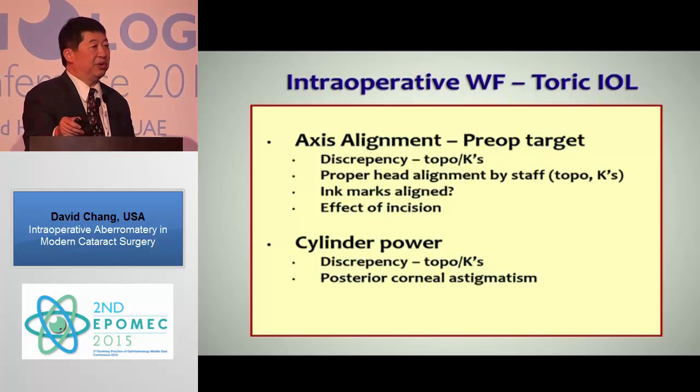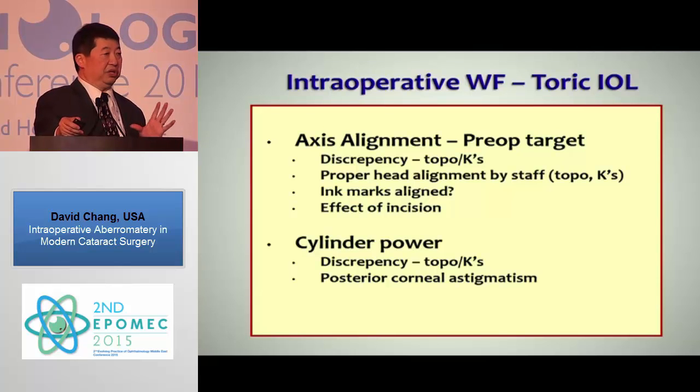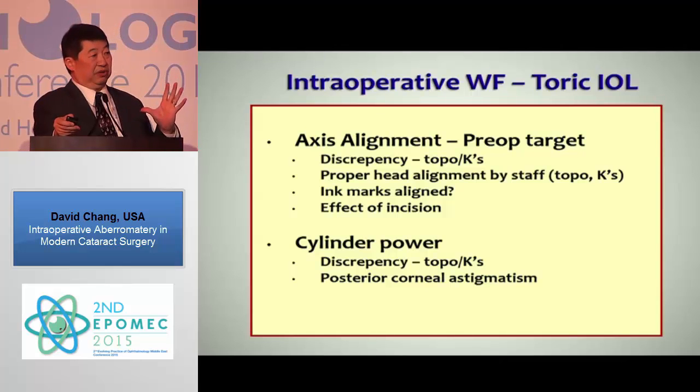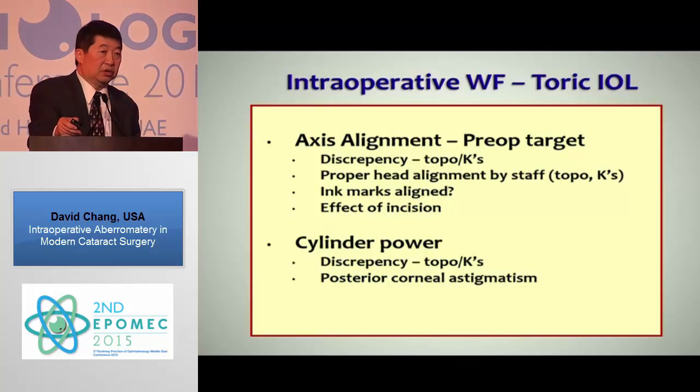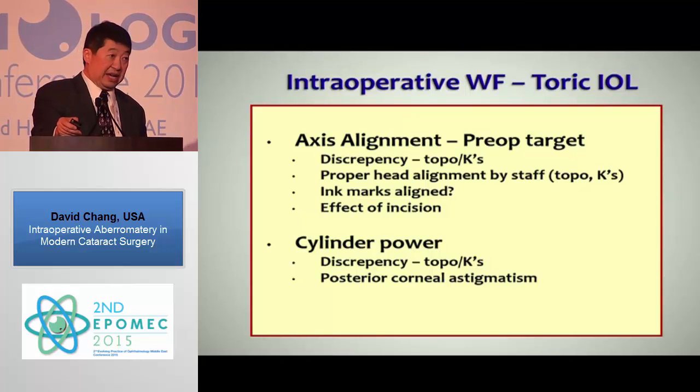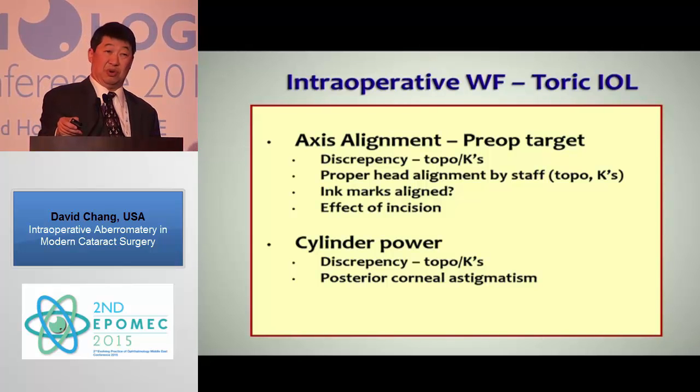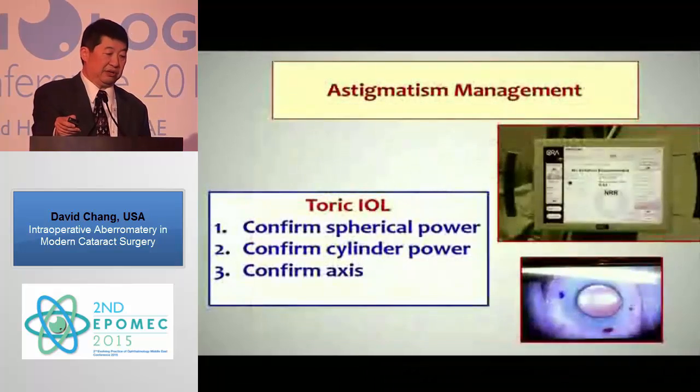One thing we don't often think about is how good our staff are at making sure the head's not tilted. Because if you look at the topography, you don't know if the patient's head was tilted 10 degrees. And what if my ink marks aren't exactly at 180 degrees? And what's the effect of my incision? With the cylinder power, we again often have that discrepancy between two different methods, and we also don't know how much posterior corneal astigmatism will affect our result.